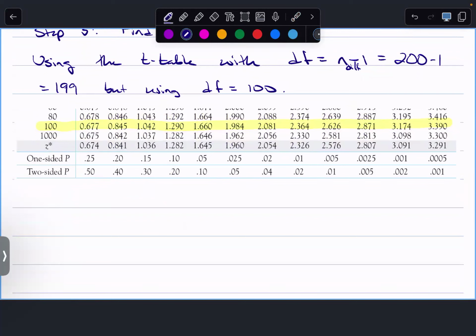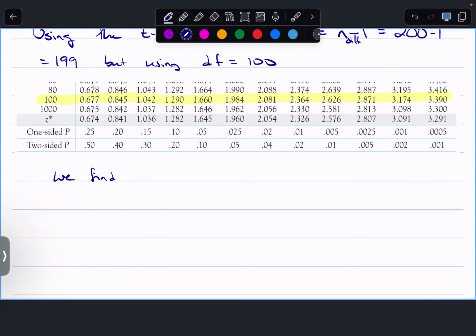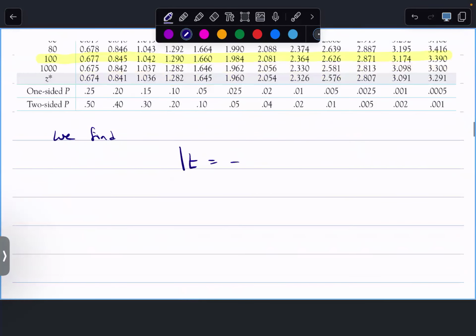So now using the t-table, we find, and this is where we use the same setup. The absolute value of the t that we calculated goes in the center. So I'm going to write that out here. T is equal to negative 0.867.